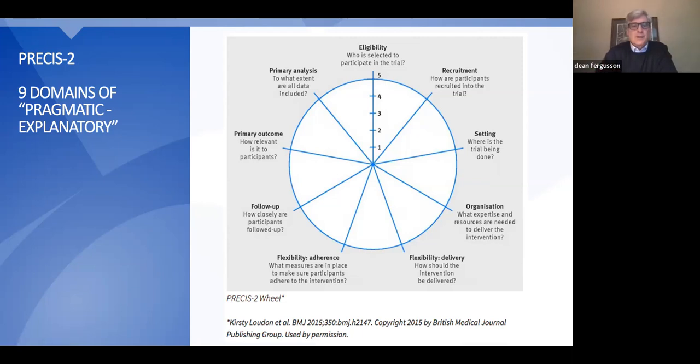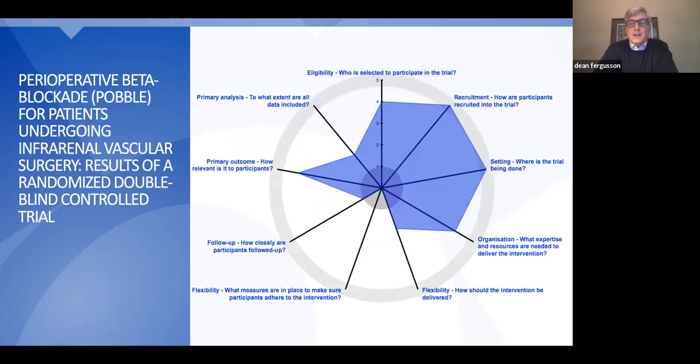As an example from vascular surgery, a trial that was designed to be fairly pragmatic, when you apply these criteria and rate it, there are some elements that are not all that pragmatic. So in their design, they may have wanted to go back and make it more pragmatic. For example, in the follow-up, how closely patients are followed up, and the flexibility: what measures are in place to make sure participants adhere to the intervention. They had very, very little flexibility. Whereas in a pragmatic trial, you obviously have to give a lot more flexibility in how they adhere. So taking one or 2 doses or 3 doses would be fair game in a pragmatic trial, not so in an explanatory trial. So PRECIS-2 and the PRECIS-2 wheel are really helpful in designing trials to ensure they're as pragmatic as possible.